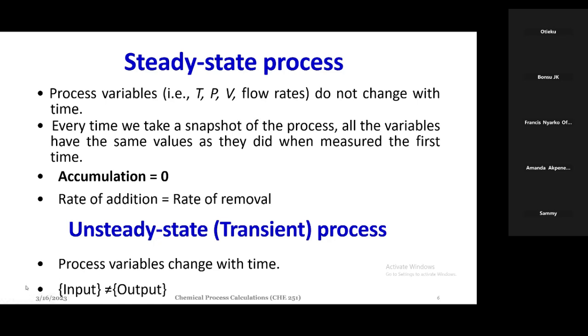And then for the unsteady state processes, the process variables change with time. So let's say if you have a reactor which is operating under unsteady state condition, another name for the unsteady state condition is the transient state. So anytime you have a reactor which is operating under unsteady state condition, then it means that the temperature changes as time goes on. So let's say after every 30 minutes or let's say after every 5 seconds, there is a change in temperature or a change in pressure. But then for the steady state processes, the process variables do not change. And the flow rate also does not change with time.